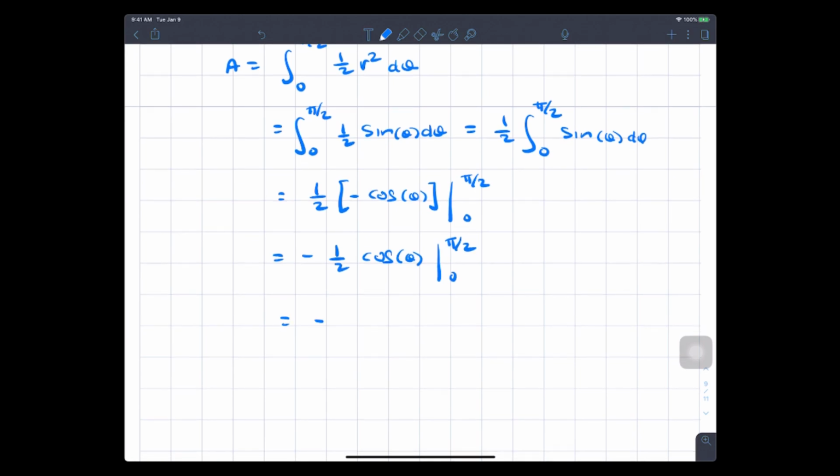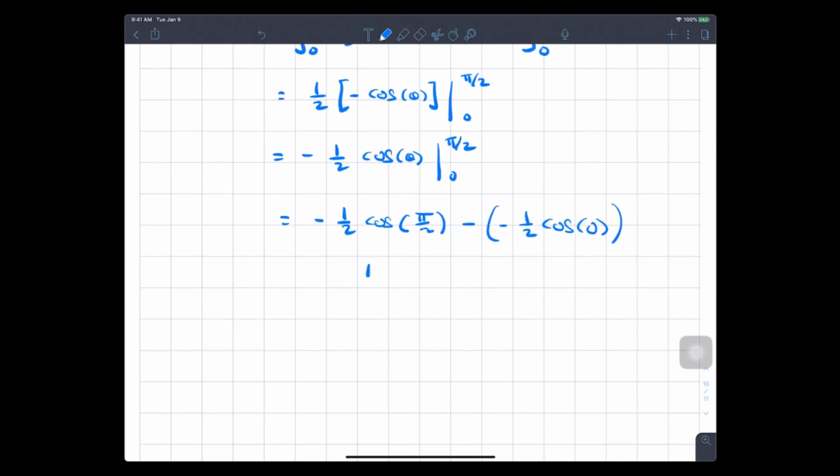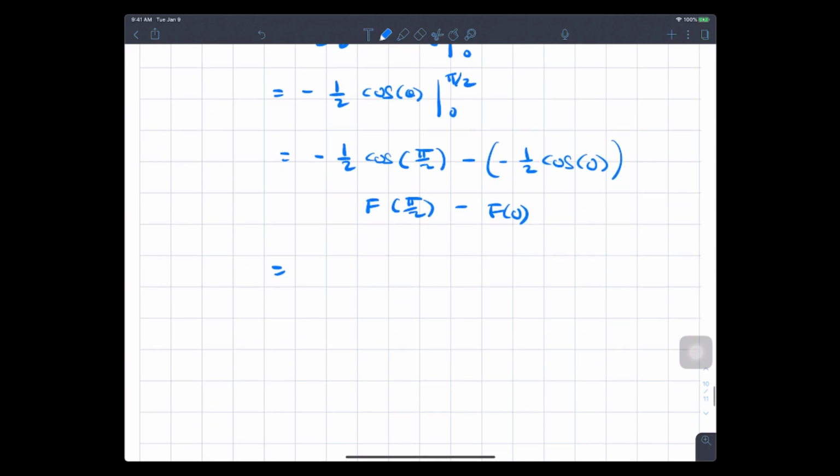We get negative 1/2 cosine pi over 2 minus a negative 1/2 cosine of 0. You guys remember that? This is f of pi over 2 minus f of 0. And doing a little bit of algebra, we end up with this positive 1/2 on the right side. That's cosine, and I'm going to keep this negative, so I'm going to switch these positions. You can see this is minus the minus, and then this is still negative. That's what I did.